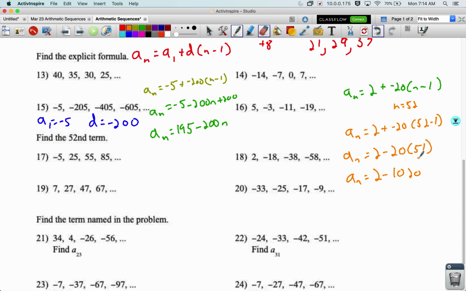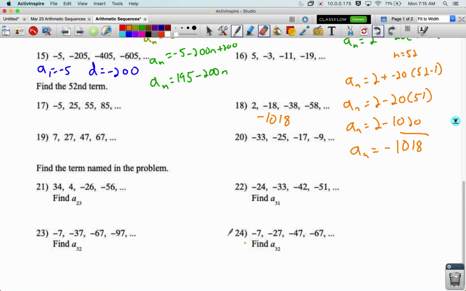Yep. So a sub n equals negative 1018. Double check I did that right. Two minus 1020. Yep. So yeah, that's our answer for 18, negative 1018.